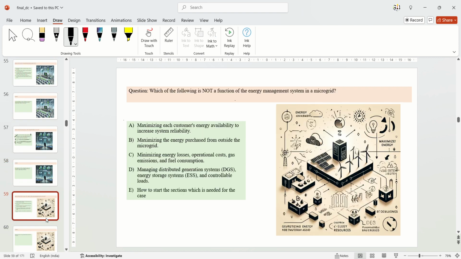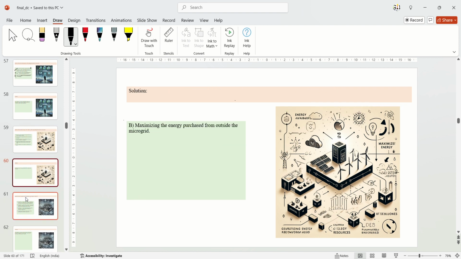Okay, so these are similar questions. What is the function of the energy management system? You already know that it needs to manage all the sources generating power and the storage system, and if it is connected to the grid, what amount of current and energy has to be taken from the grid, to manage the net energy balance.